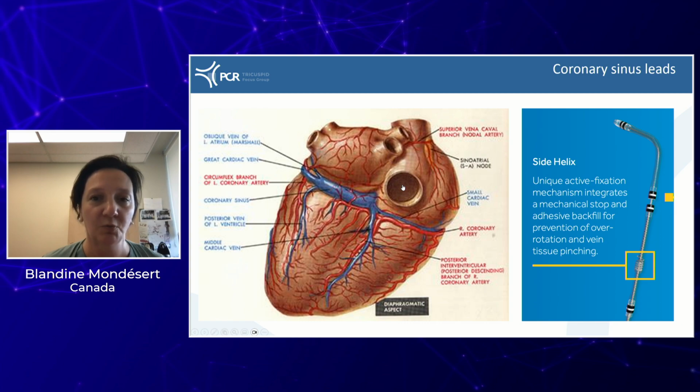And I just want to remind you that going in the coronary sinus, we are not crossing the valve. The coronary sinus is in the right atrium, so we can totally avoid the tricuspid valve at that time.